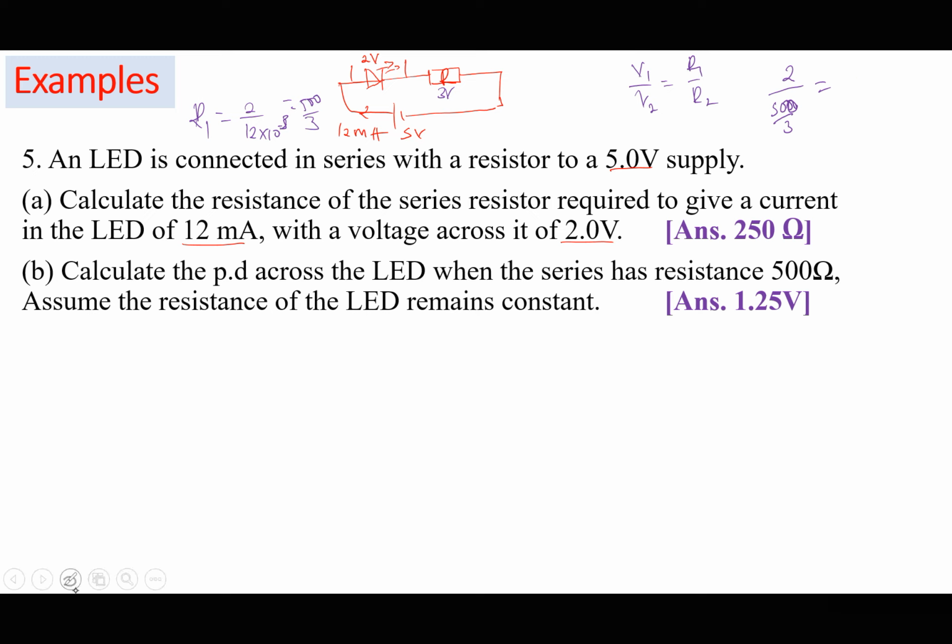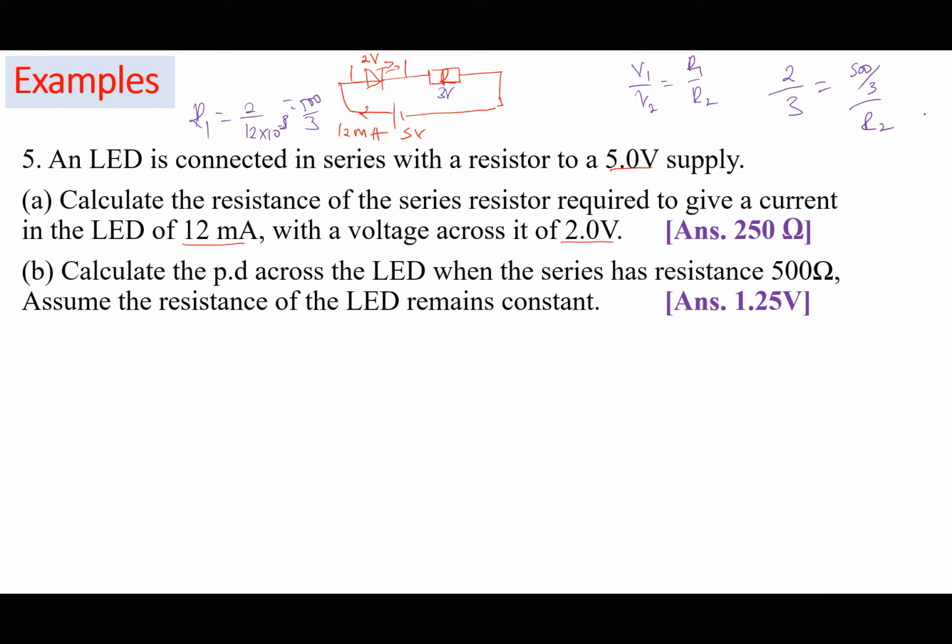Sorry, I'm messing up this. I'm dividing the PDs on the left hand side, so it is going to be 2 divided by 3 is equal to 500 over 3 divided by R2, where R2 is the value for the resistance R. So if I just cross multiply this, I think 3 cancels out and I remain with 500 divided by 2, which is 250.